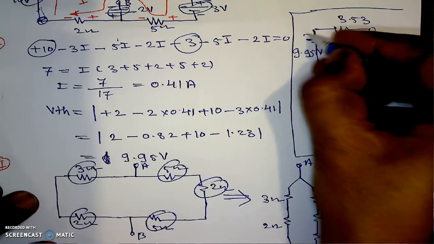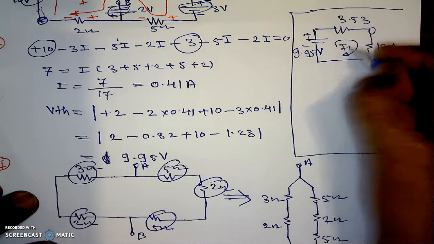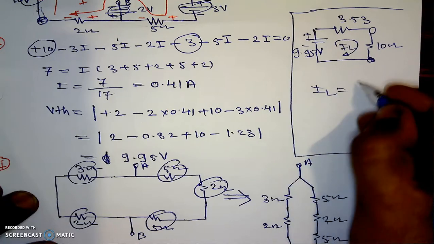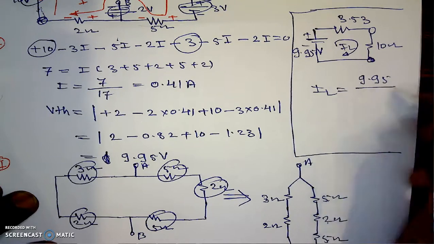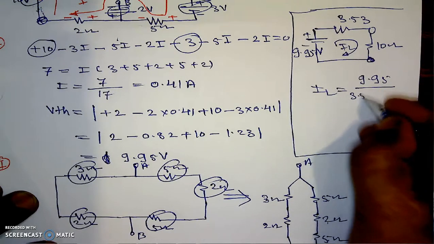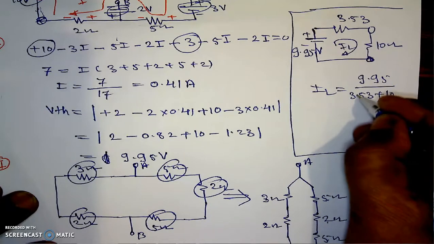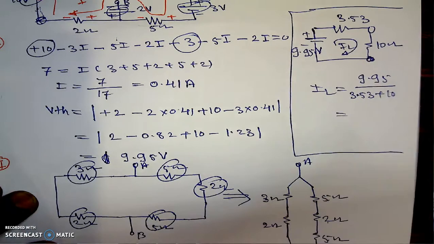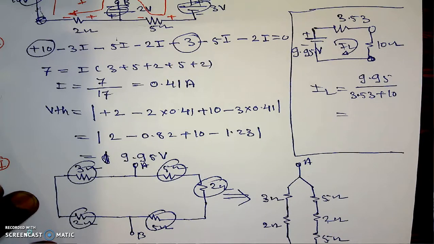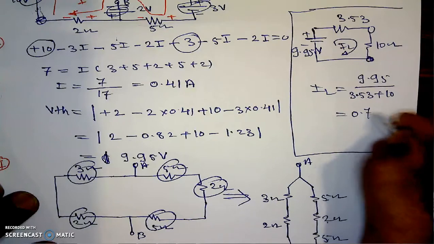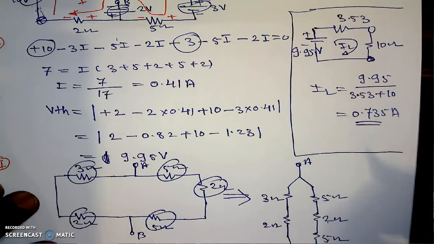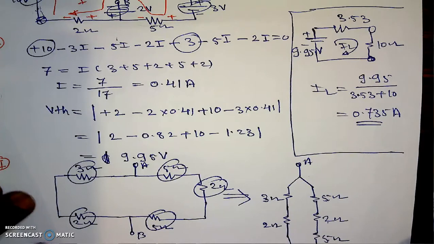Now here we can calculate this load current using the formula IL is equal to VTH, which is 9.95, divided by RTH plus RL. 3.53 plus 10, which is equal to 9.95 divided by 13.53. Here its answer is coming to be 0.735. This 0.735 amperes is the current flowing through the load resistance by using Thevenin's theorem.